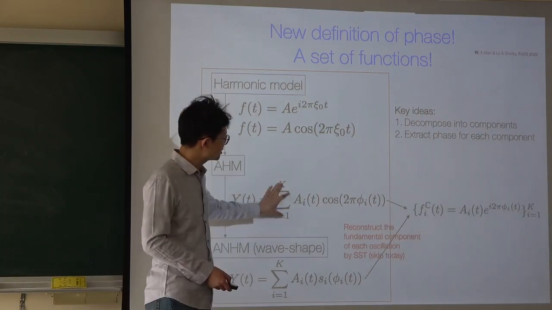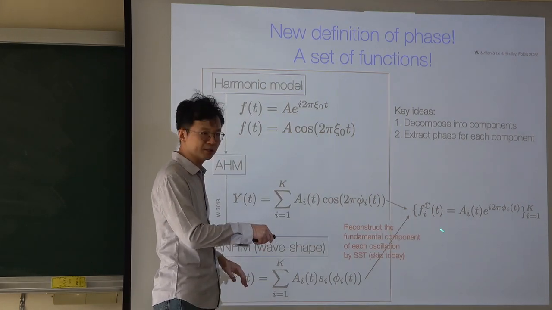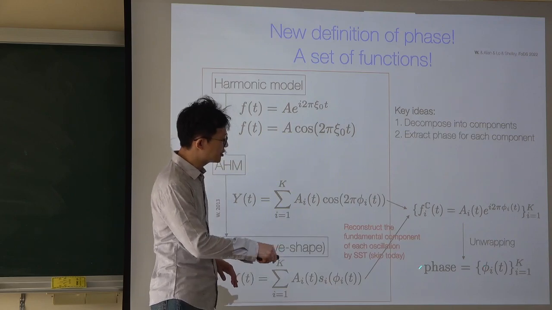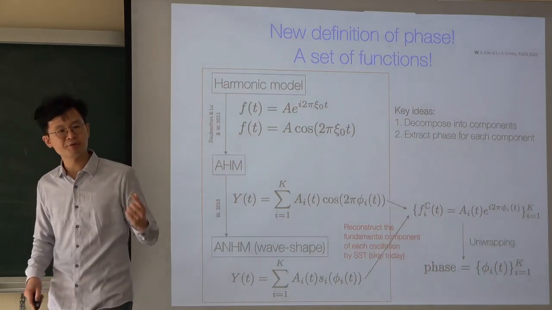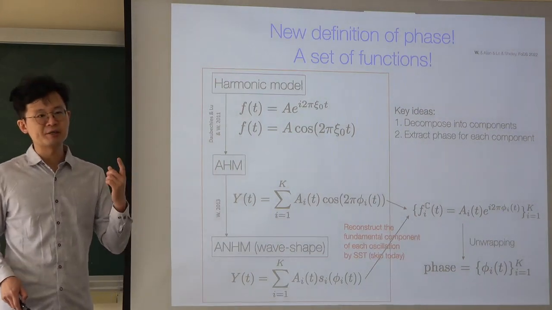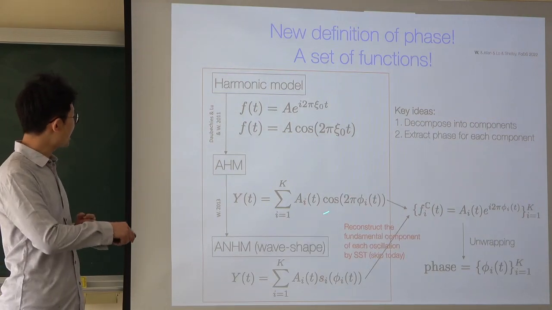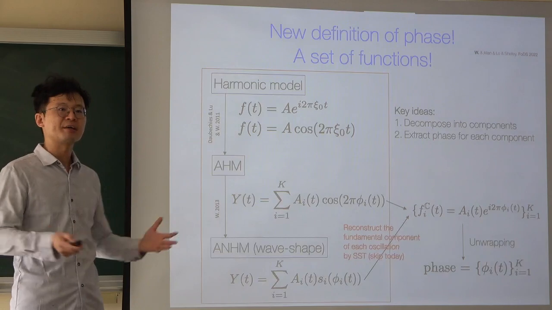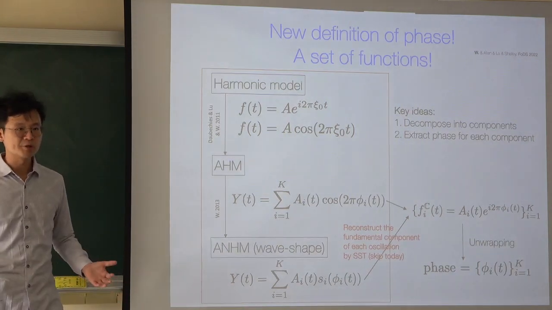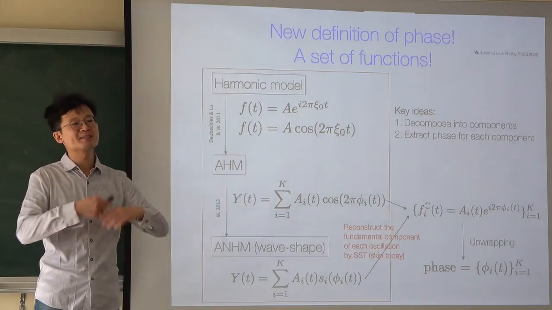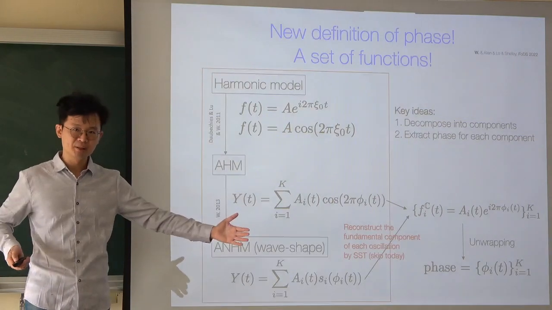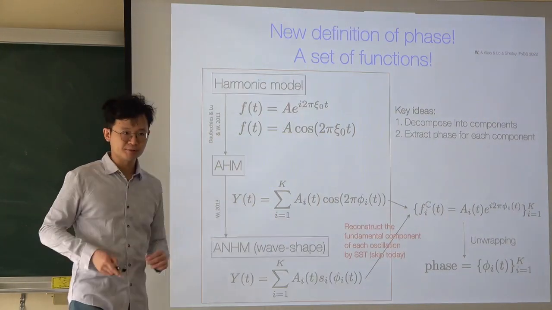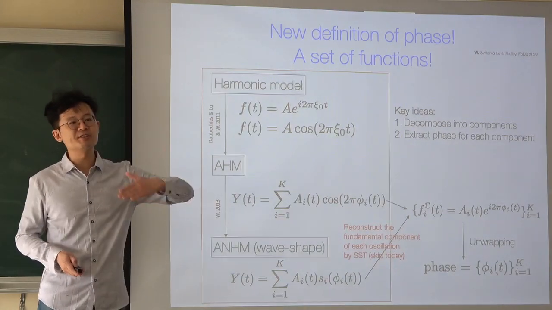That is, we decompose the signal into each component, and the phase is actually defined as a vector value function. So suppose there are k components inside. These k components may come from different systems. So it's better to decompose them and study their phase separately, so that the phase is actually a vector value function describing different systems.